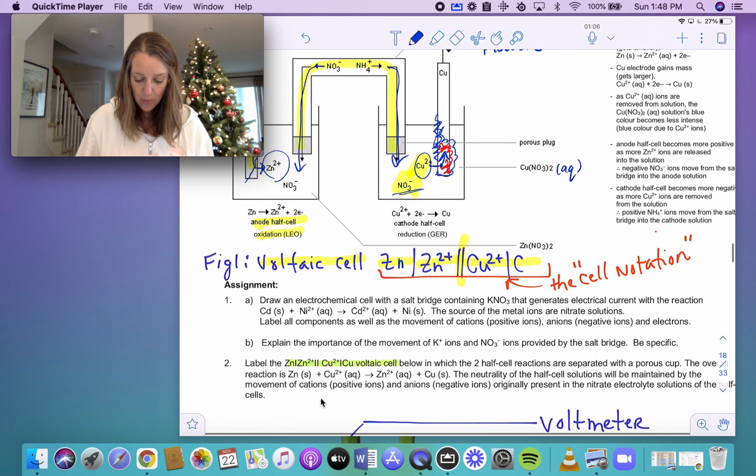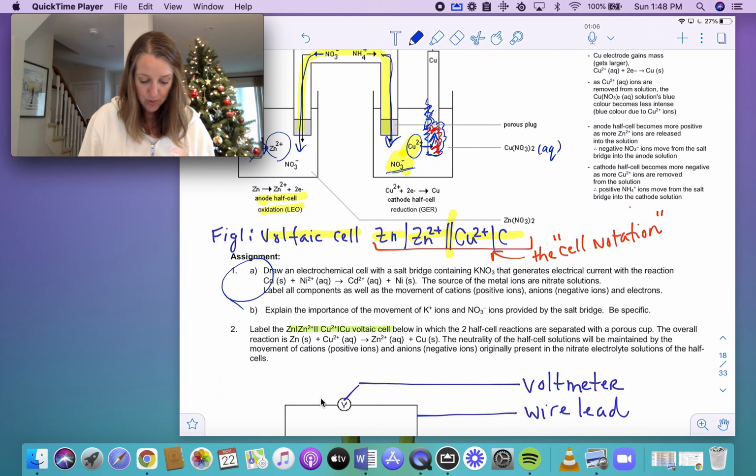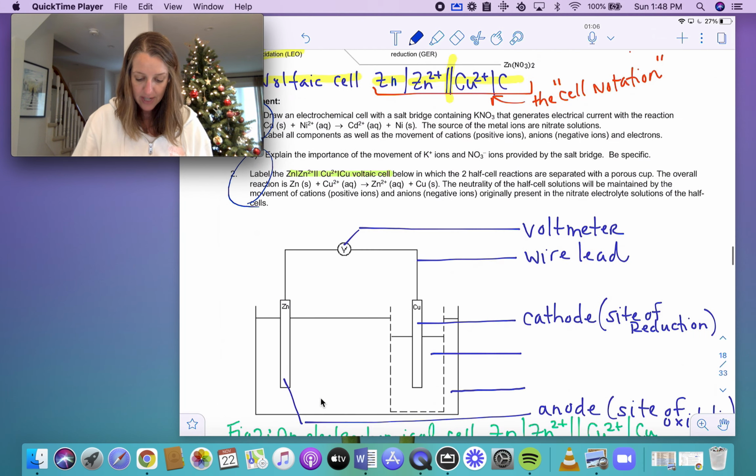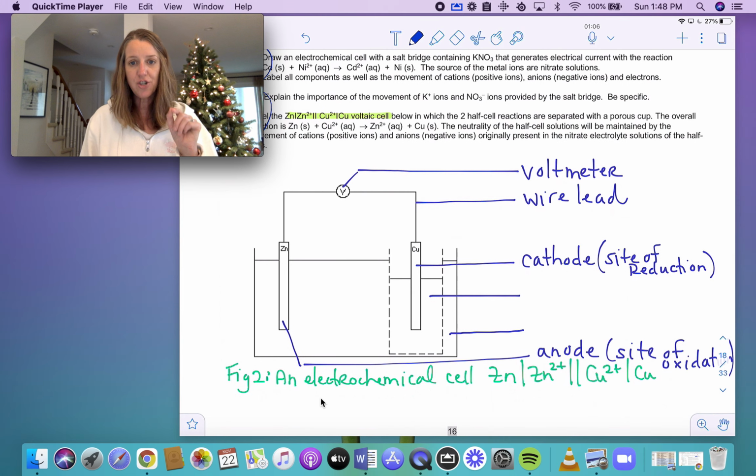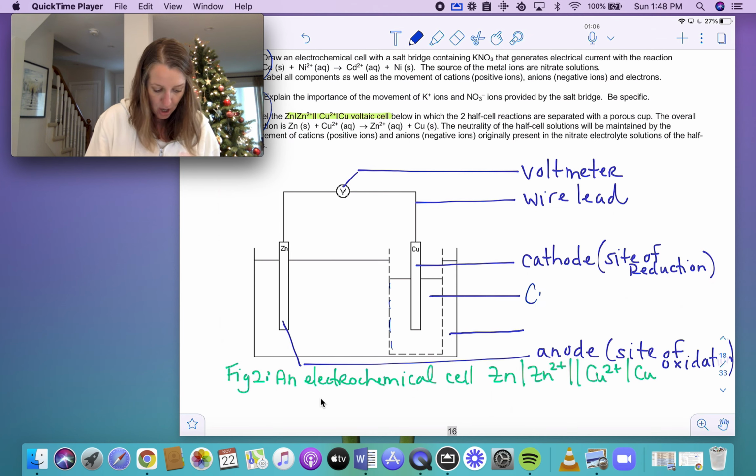Okay, so what I want you to do is answer questions 1 and 2, and you can see down here you're going to show what this looks like, except we don't have to set it up where we've got 2 beakers and a salt bridge going through. We can simply put a porous cup inside of the other solution, and the solution inside of my porous cup is my copper nitrate solution, right?